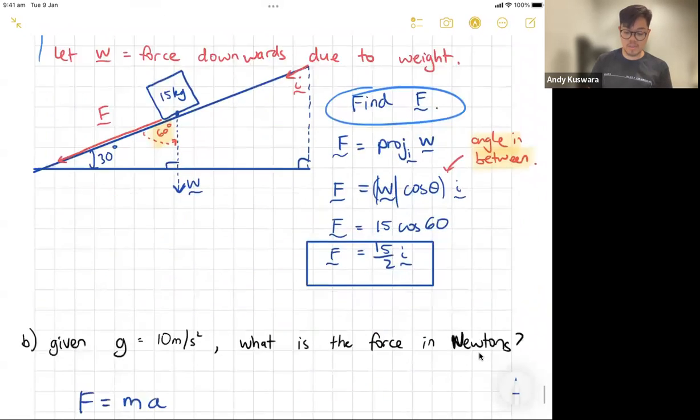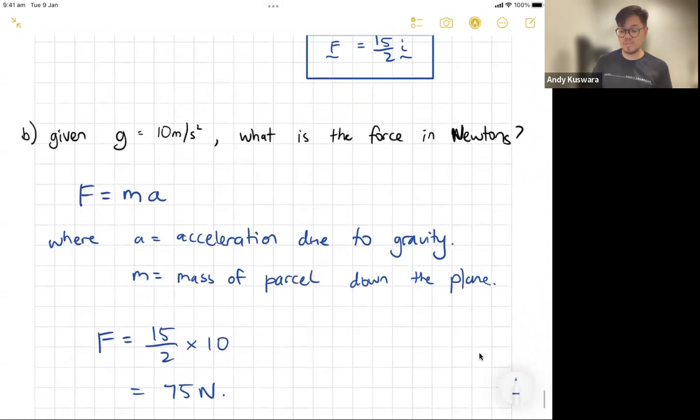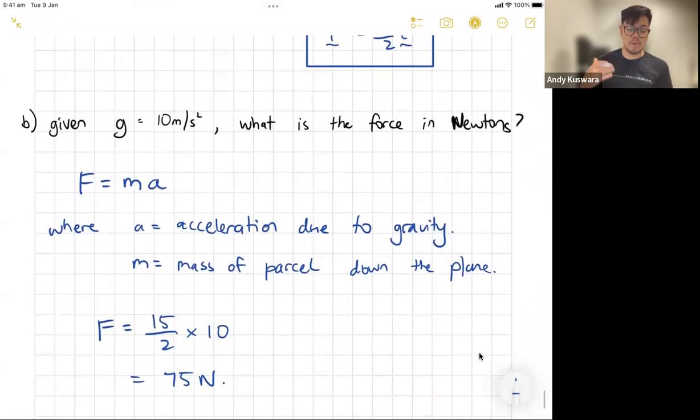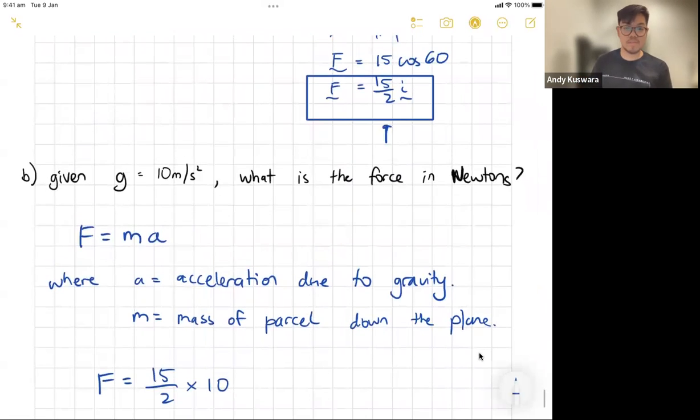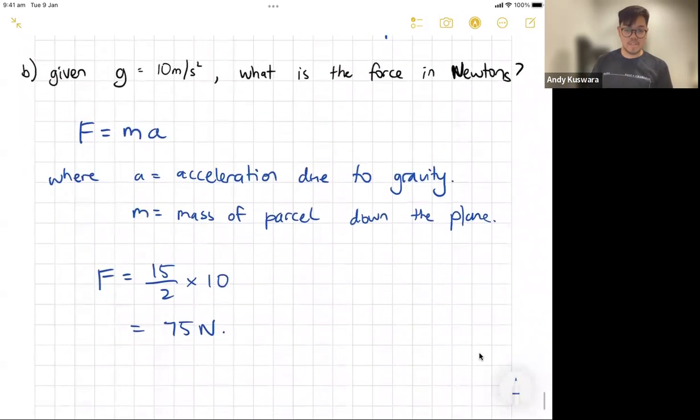There's our force. Now, what it says here is, given that gravity is 10 meters per second squared, what's the force in newtons? If we're talking about newtons, then remember, force equals mass times acceleration. In this case, the mass is going to be the 15 on 2. The on 2 is, remember, because of the incline. From there, all we do is multiply mass times acceleration. Our acceleration due to gravity is 10 meters per second squared, so we're just going to times it by 10. And that's how we get 75 newtons. So the units that we use will be 75 newtons.